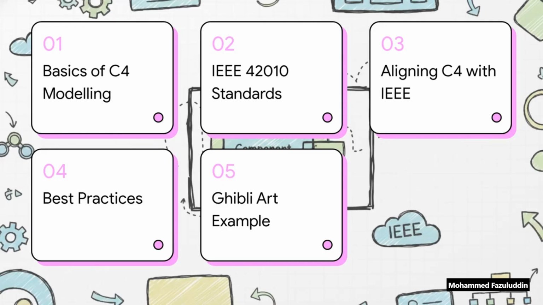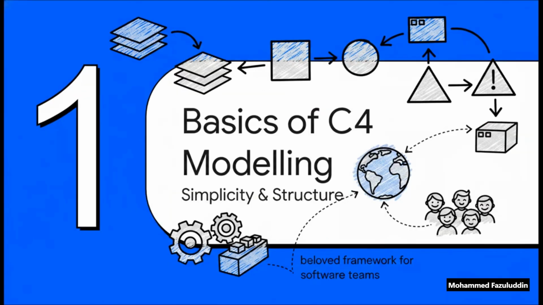So here is our roadmap for today's explainer. 1. The basics of C4 modeling. 2. IEEE 4210 architecture standards. 3. Aligning C4 with IEEE. 4. Best practices for documentation. And 5. We'll wrap up with a really fun Ghibli art generator example. All right, let's dive right into Section 1, the basics of C4 modeling.